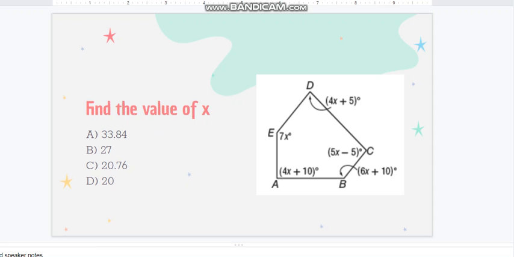Here are your answer choices. So pause, try to solve it on your own, see what you get. Pause it and actually try it, come on.